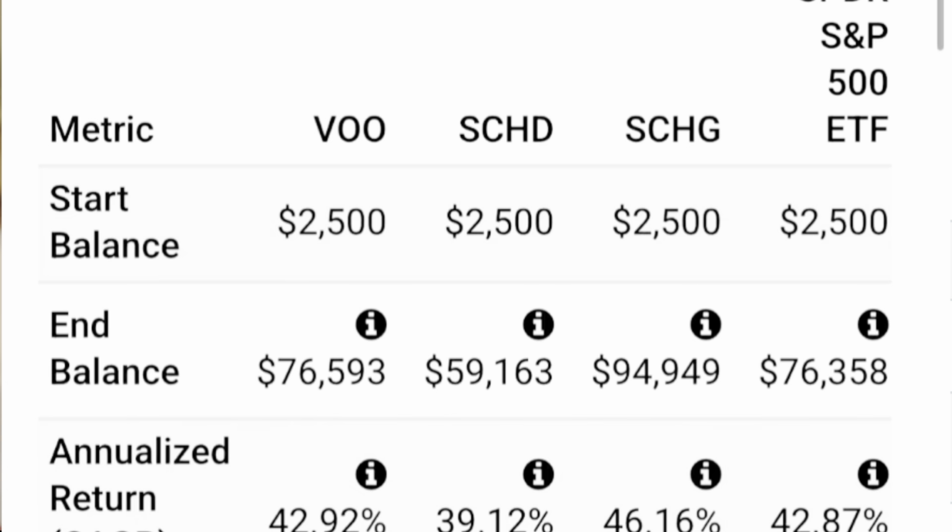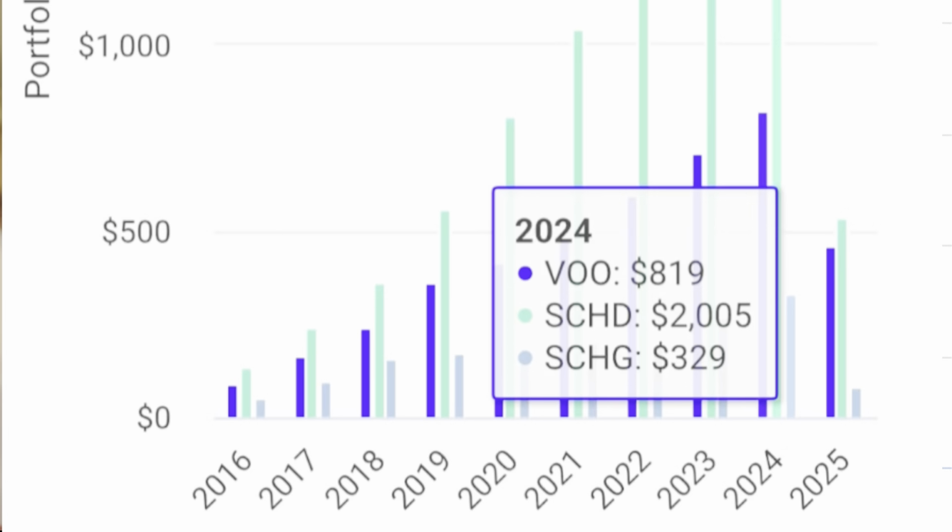Almost $95,000. And now in dividends, as of last year, because this year's too early, VOO would have paid you $819 in dividends. SCHD, a total of $2,005. And SCHG, which is the lower dividend payment, but it's just crazy on growth, would have given you, as of last year, $329 in dividends.